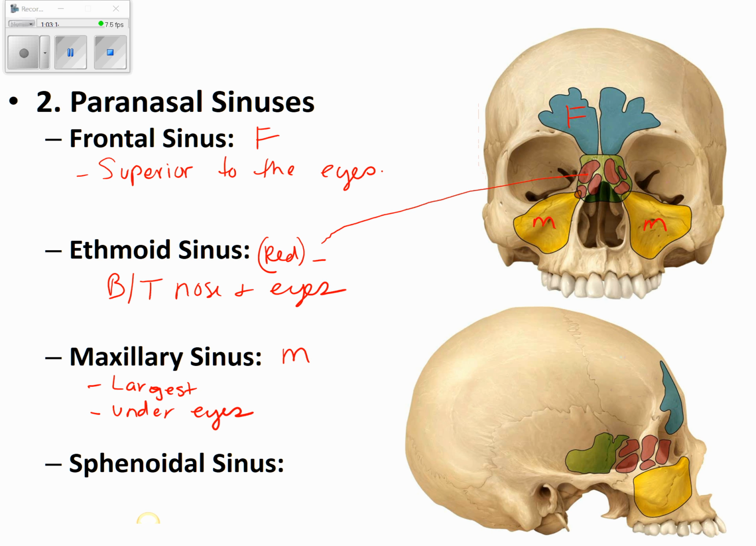Next, you have your sphenoidal sinuses, and these are the ones in green. You see them a little bit here, but you see them a little bit better from this angle. So these are the ones in green. They're going to be considered in the center of the skull base under the pituitary gland.